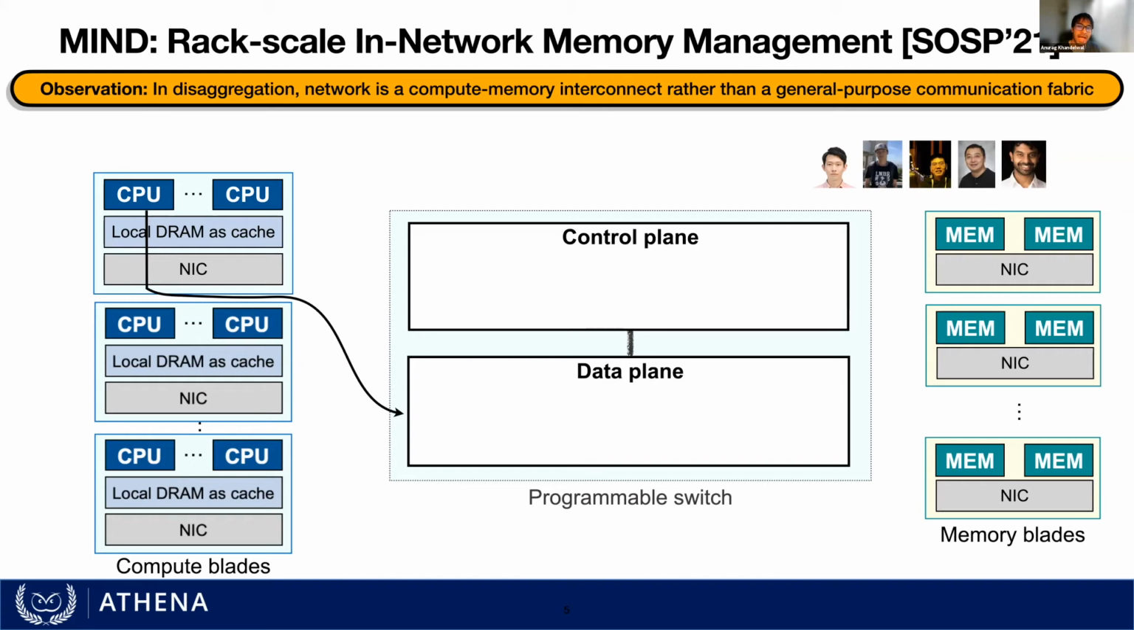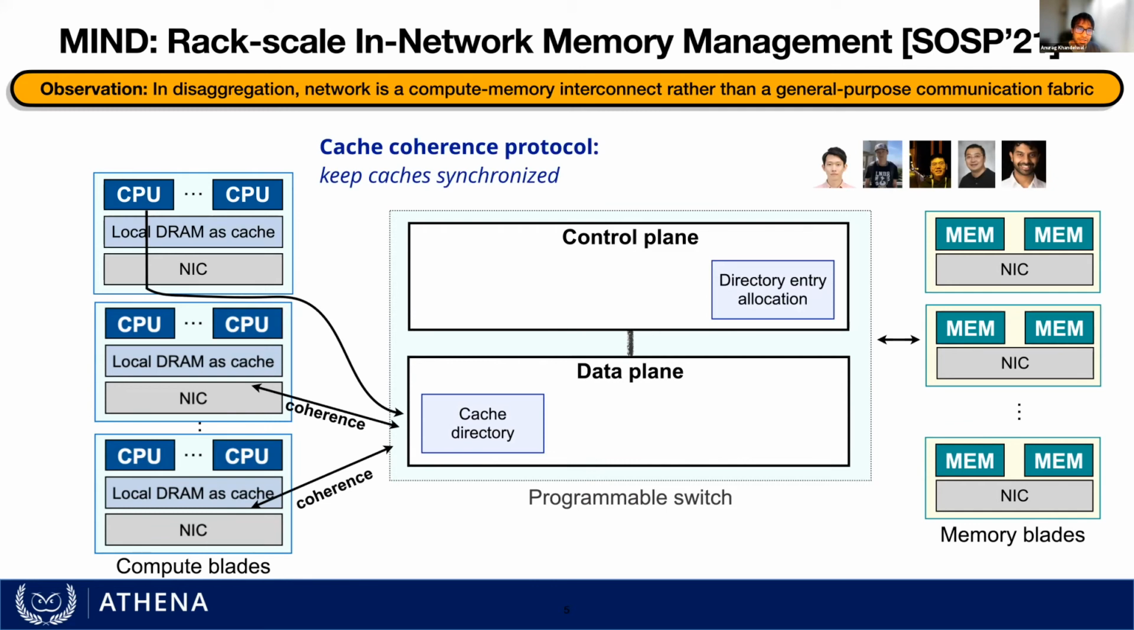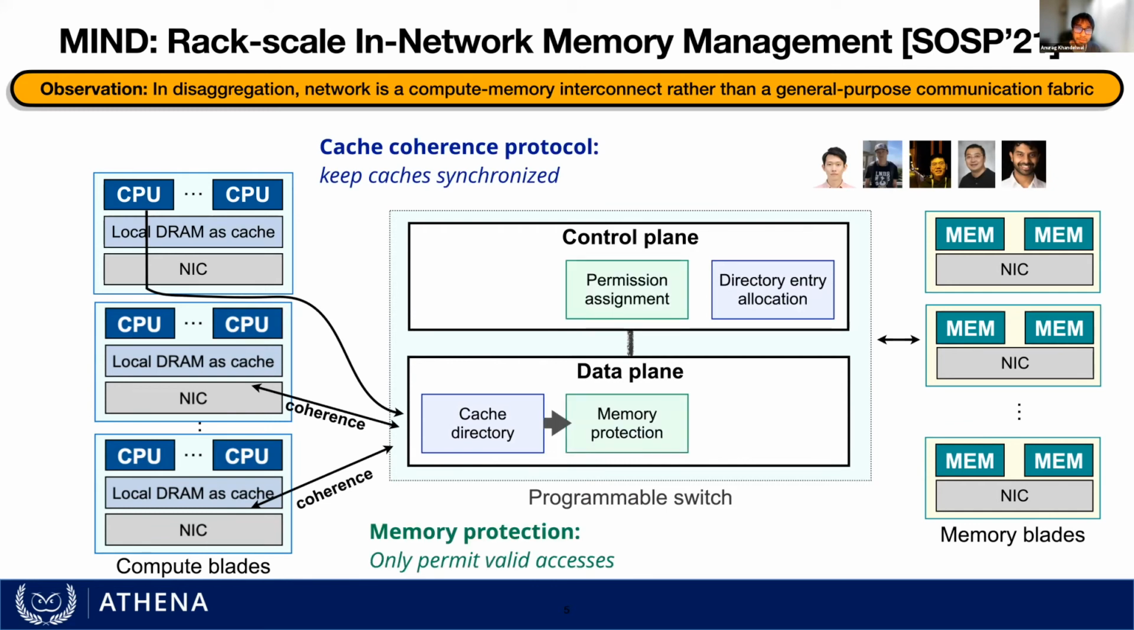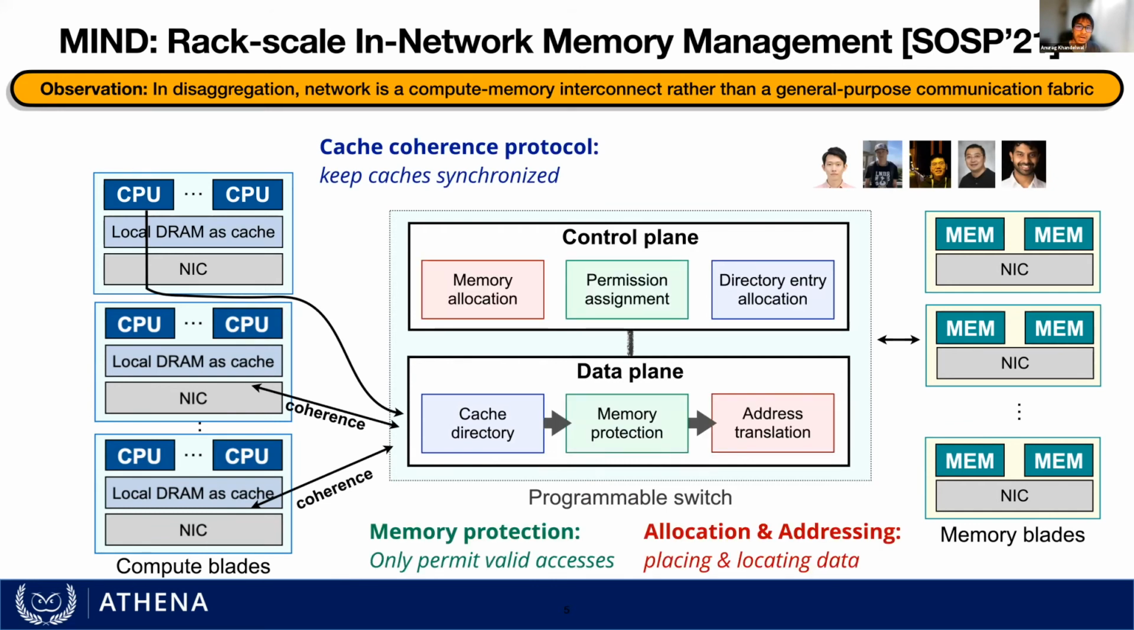What we do in this particular project is place the memory management unit, or the MMU, in the network. So all of the functionalities traditionally performed by the MMU, such as cache coherence, memory protection, and address translation, are now performed by the network switch in that setting. And this allows for a very efficient realization of memory management functionalities within the network itself.